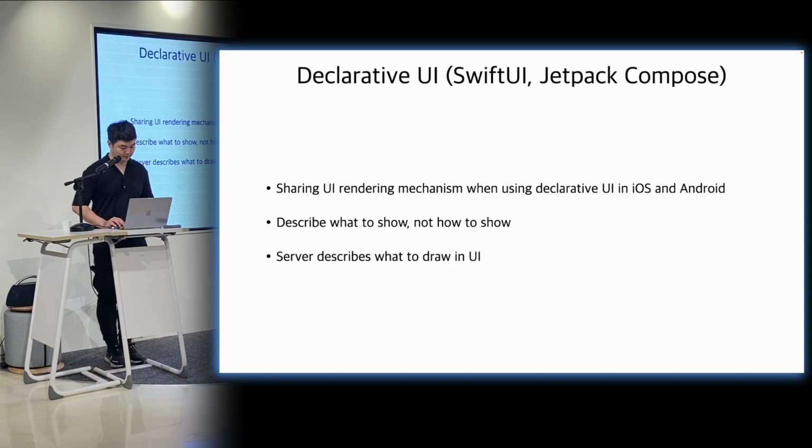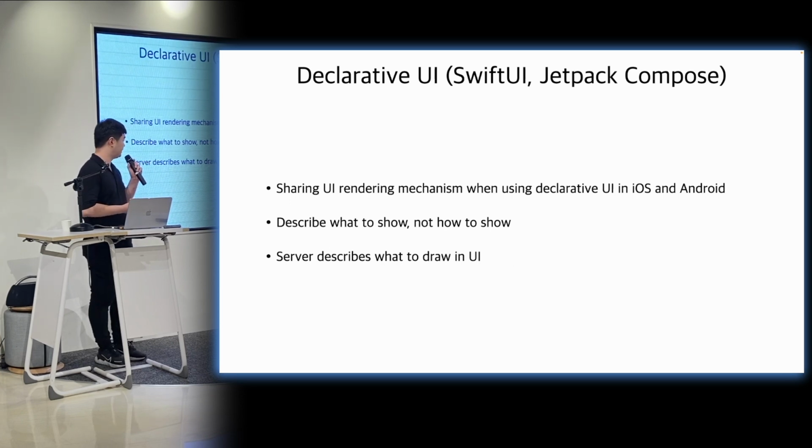I just want to introduce declarative UI, because iOS and Android share a UI rendering mechanism when using declarative UI, with SwiftUI and Jetpack Compose. In declarative UI, you describe what to show, not how to show. And the server describes what to draw in the UI. So that's why if you are using a declarative UI, you can easily render the UI from the response.